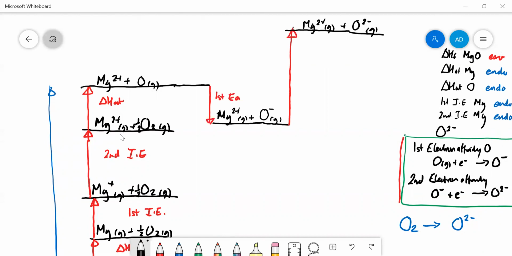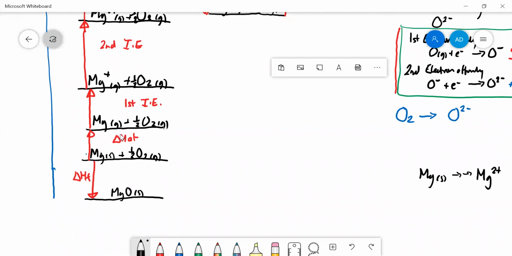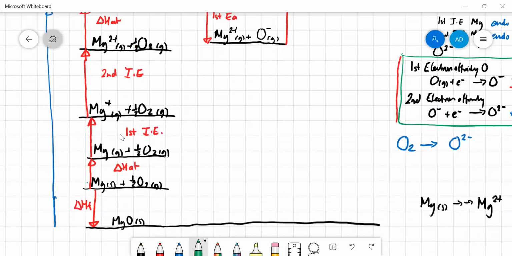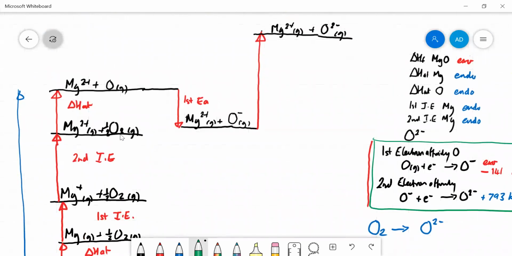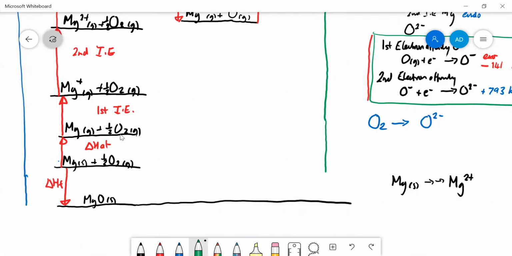So now what we're going to have is the lattice enthalpy. It's all this big, really long bit. This is the lattice enthalpy of formation, all the way down from there to there. Okay, so let's put some numbers in and work out the values for this one then.